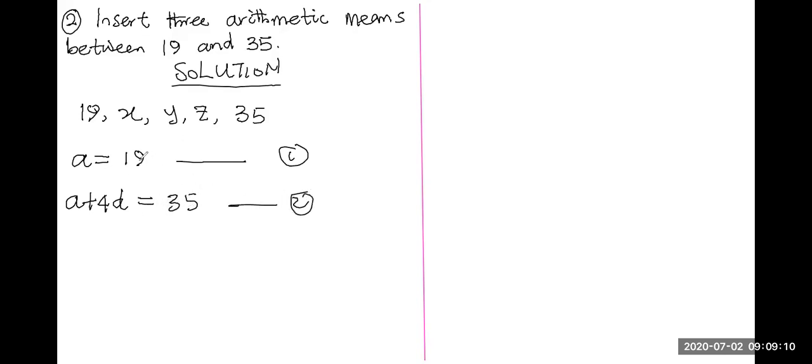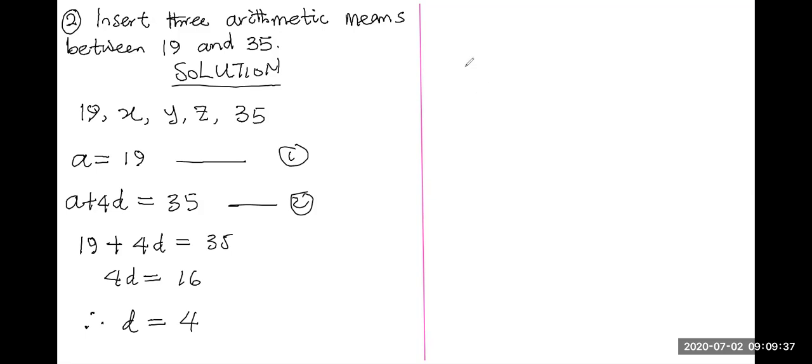Put equation 1, a, into equation 2. We're going to have 19, which is this a, plus 4d equals 35. 19 goes to the right-hand side and becomes minus, so 4d equals 16. When you divide both sides by 4, you now have our common difference. Our d equals 4. So now we have our common difference.